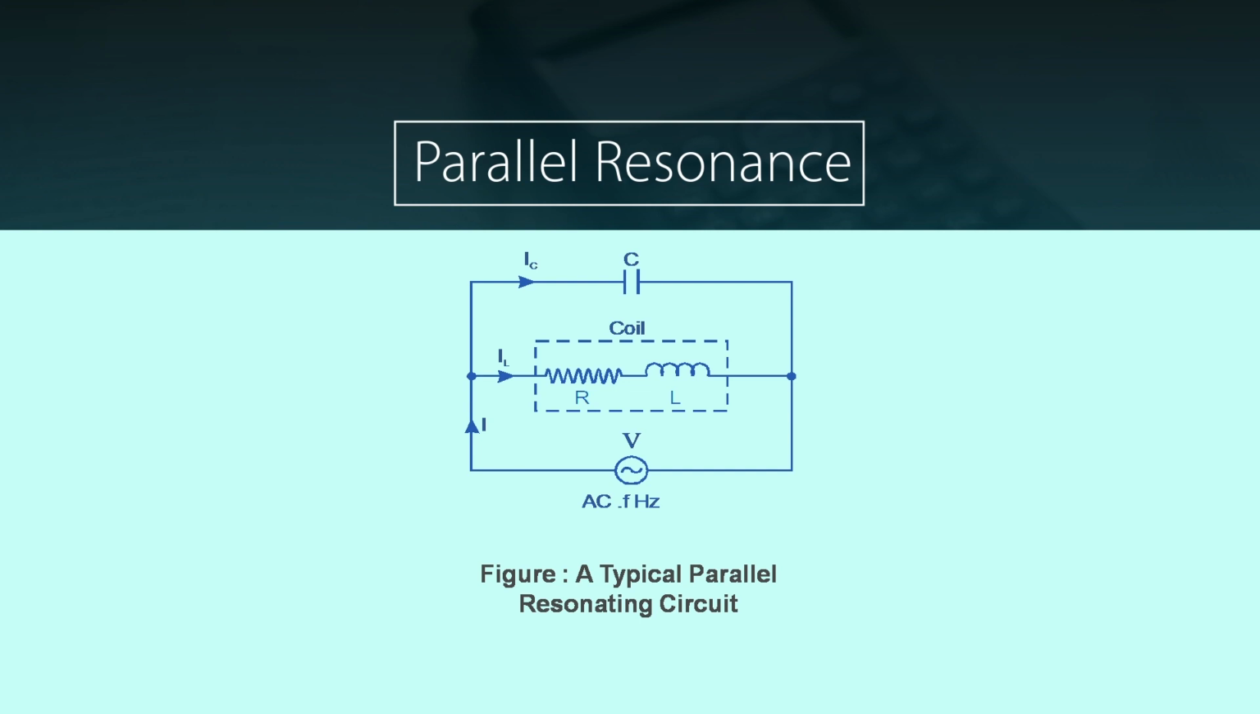Here you can see this figure represents a parallel resonating circuit where a coil is connected in parallel with the capacitor C, and the combination is connected across an AC voltage source of variable frequency F. There are two branches. In the middle one there is a coil, and the coil has a resistance R and inductance L, and in another branch, the current flowing is I suffix C, which has only a capacitance, capital C. So one branch has a coil with resistance and inductance, and the other branch has only a capacitor.